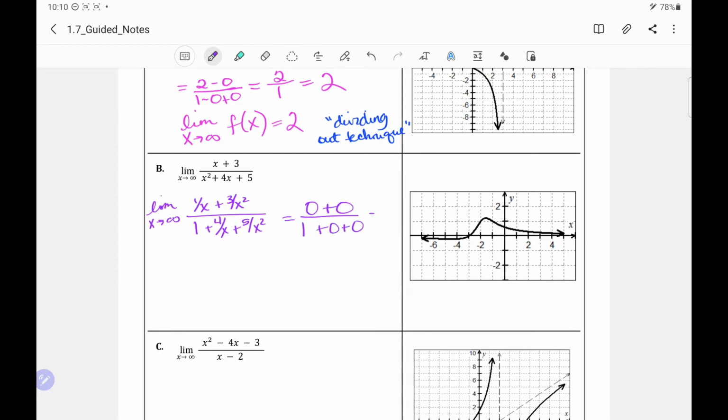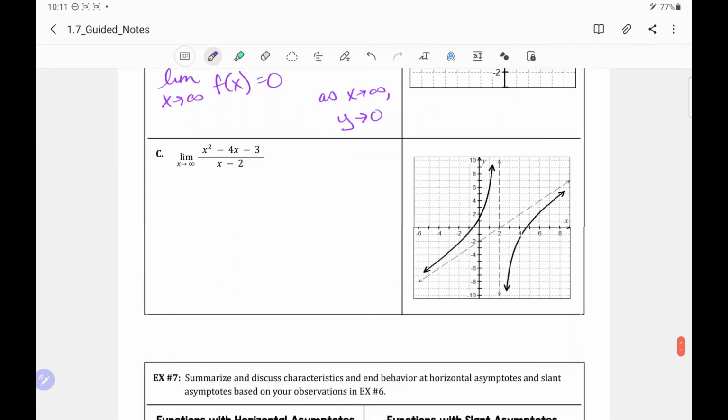So what am I getting? 0 over 1, which means what? The limit as x goes to infinity of f of x equals 0. And another way you can say it: as x goes to infinity, y goes to 0. And you can see, looking at the graph, what's happening. It's going closer and closer to 0, right? So that makes sense. That's good news.